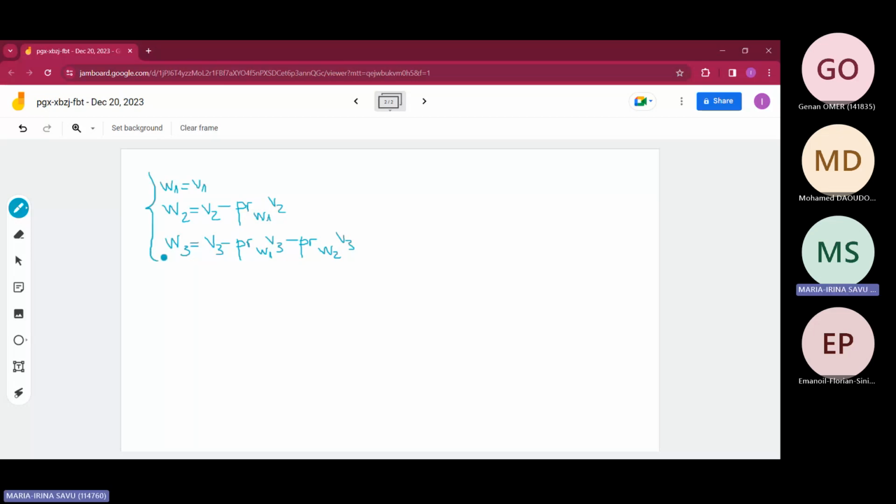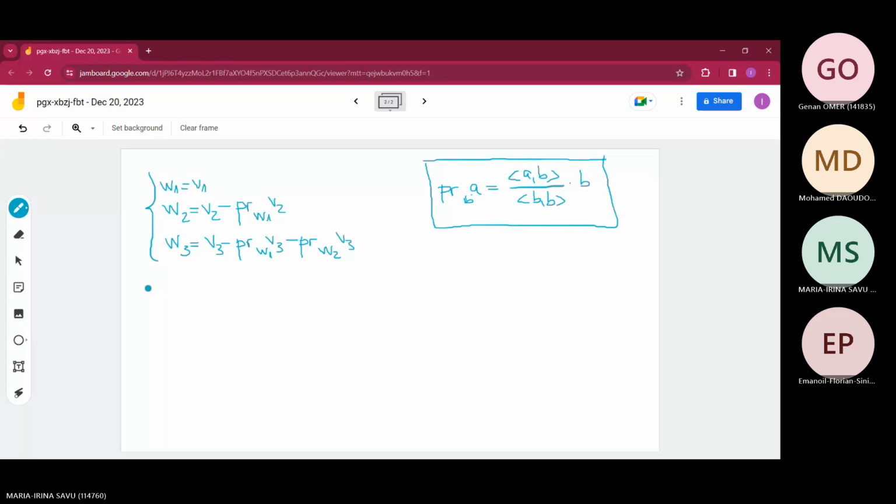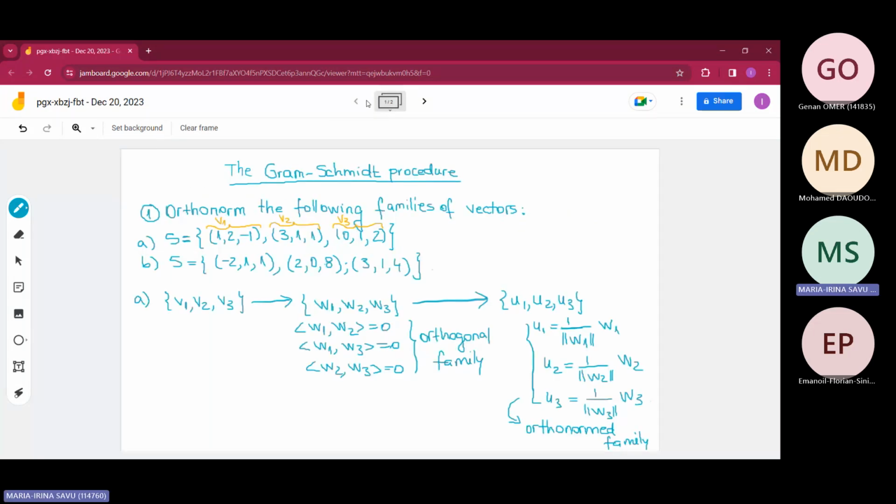Well, we have to use these formulas. The projection of vector A onto vector B is given by the formula. So W1 is 1, 2, minus 1.